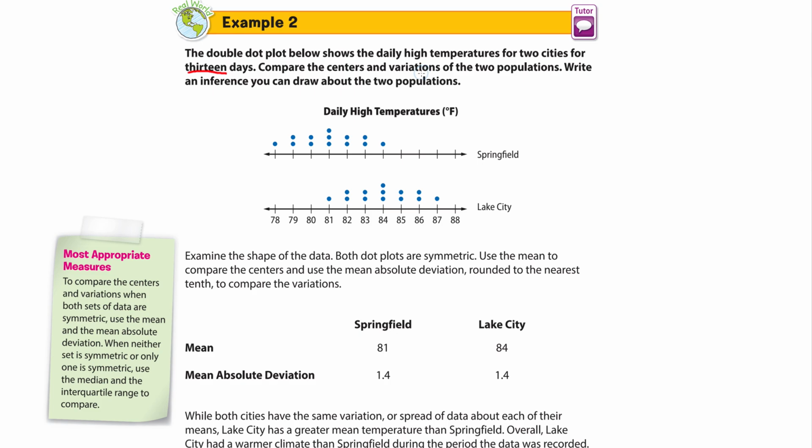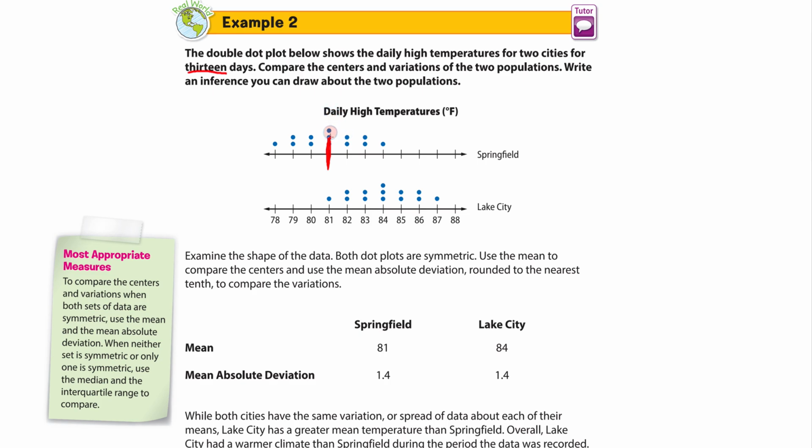Compare the centers and variations of the 2 populations. Write an inference you can draw about the 2 populations. Well, just instant glancing, which one looks like it'd be hotter? Well, Lake City's dots are further to the right than Springfield. Now, there's something super nice about both of these sets of data. And what's nice about them is if you look at the center of it, they are perfectly balanced on either side. And if that is the case, that's called being symmetric.